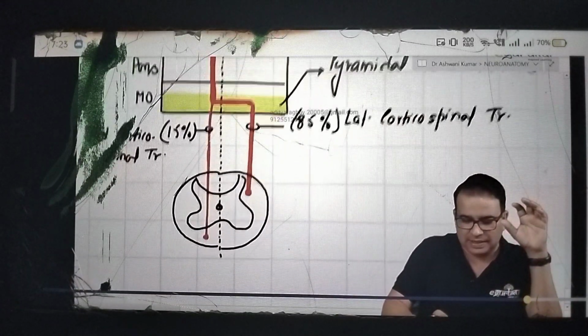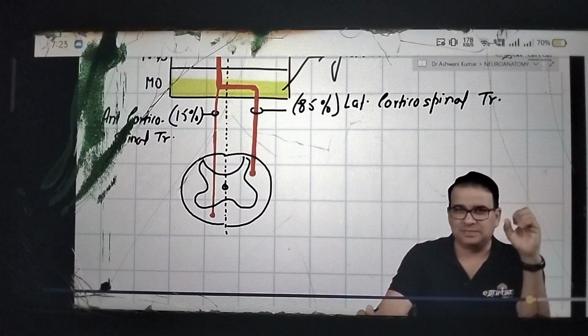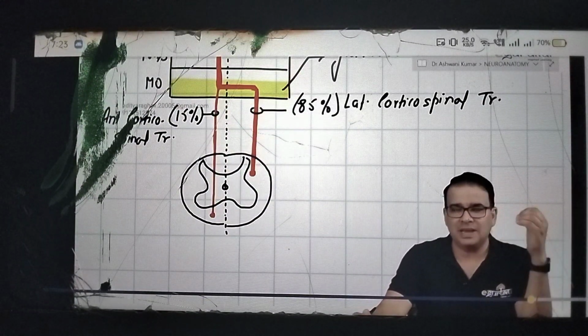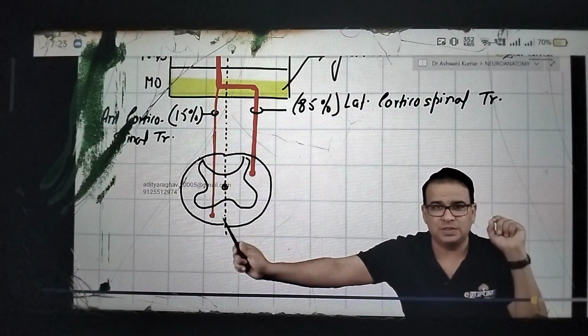Now this is the interesting part, guys. 85% are decussating and 15% are not decussating. This is only true when we talk at the level of the brainstem. We say 85% of fibers are decussating and 15% are not, because in actuality, everything decussates. Even these 15% of fibers will decussate, but they will decussate at the level of the spinal cord.